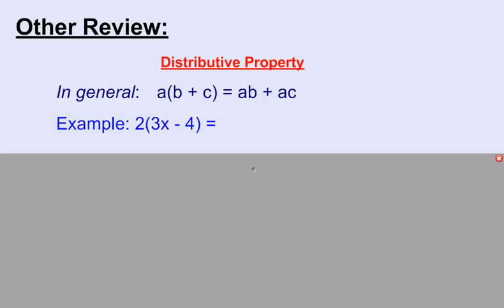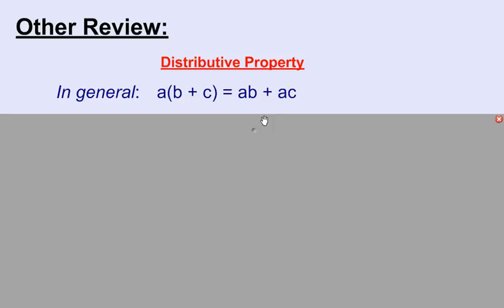So, the distributive property. Hopefully you recall, the distributive property is where you take one thing and distribute it to two or more other parts. And in math, we typically distribute multiplication. So this is a times the whole parentheses b plus c. So we distribute a times b and a times c and keep the same symbol. So it's ab plus ac.